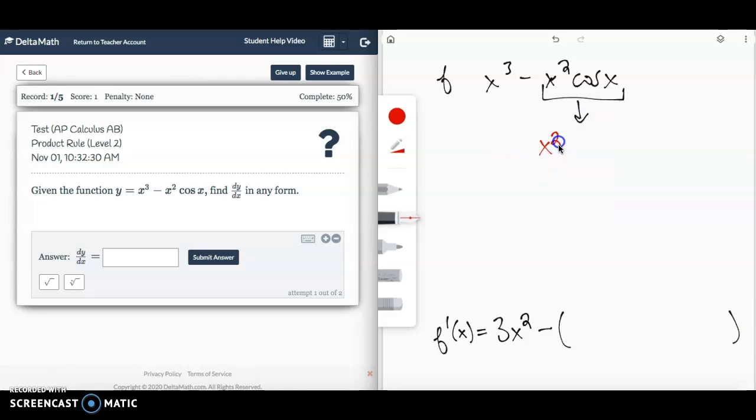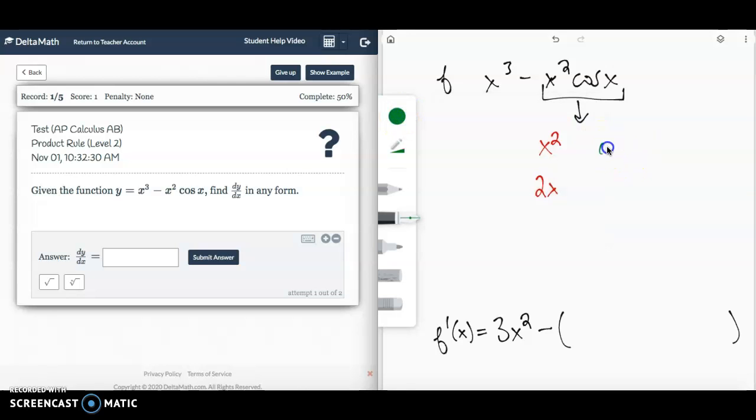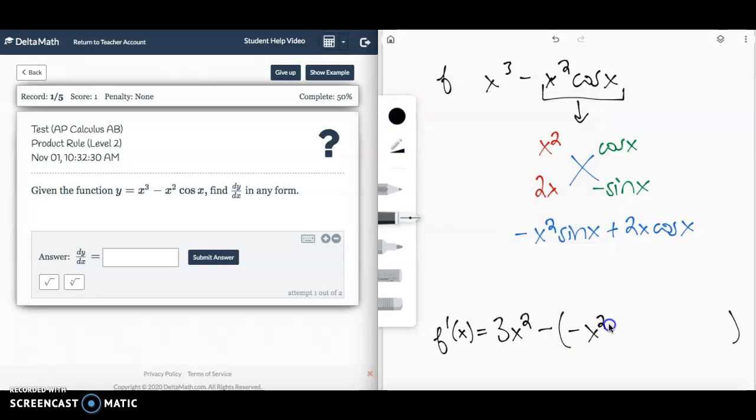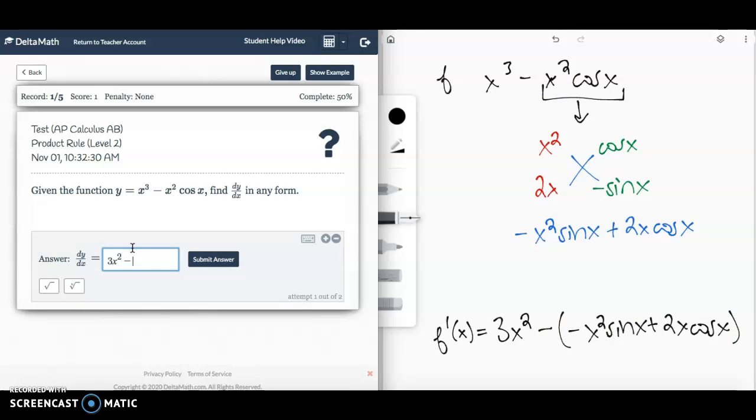All right, so we start off with an x squared. Its derivative is 2x. And then we have cosine. The derivative of cosine is negative sine. And then we do crisscross applesauce. So we get negative x squared sine x plus 2x cosine x. And so then that is what we'll plug in down here. Make sure you have those parentheses though, because you're subtracting that product, so you should be subtracting its whole derivative.